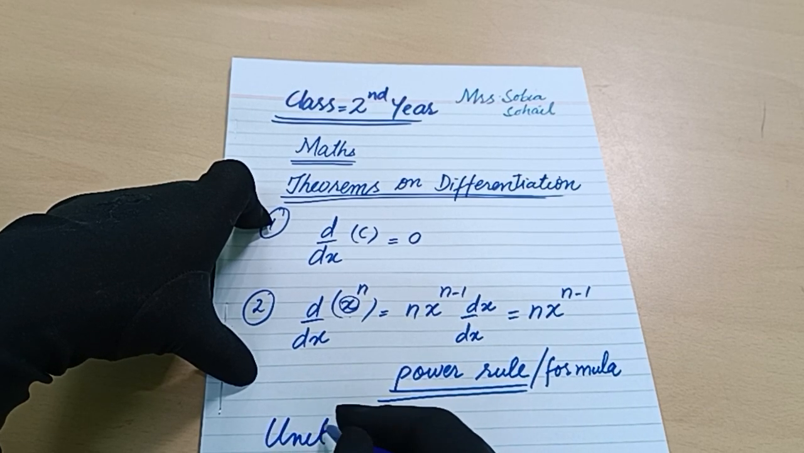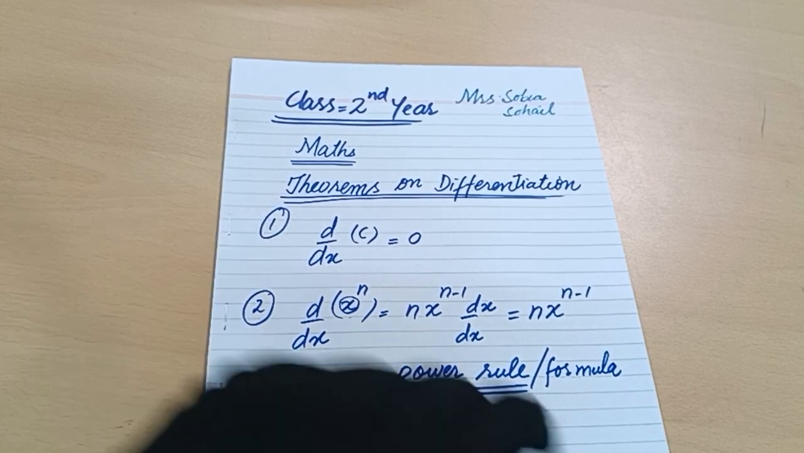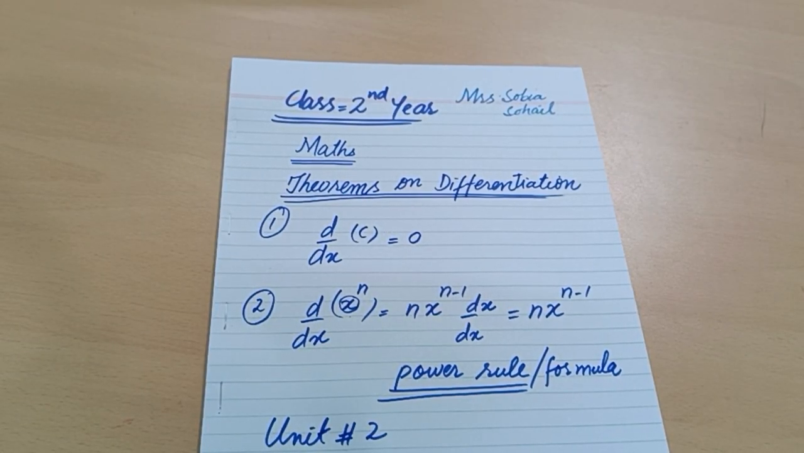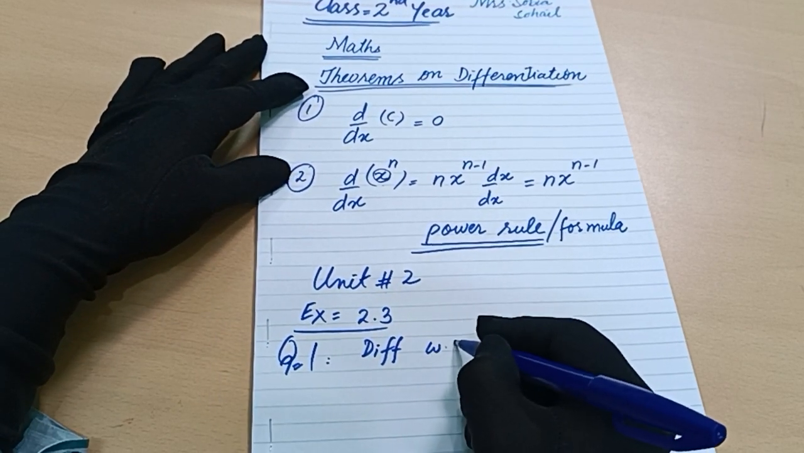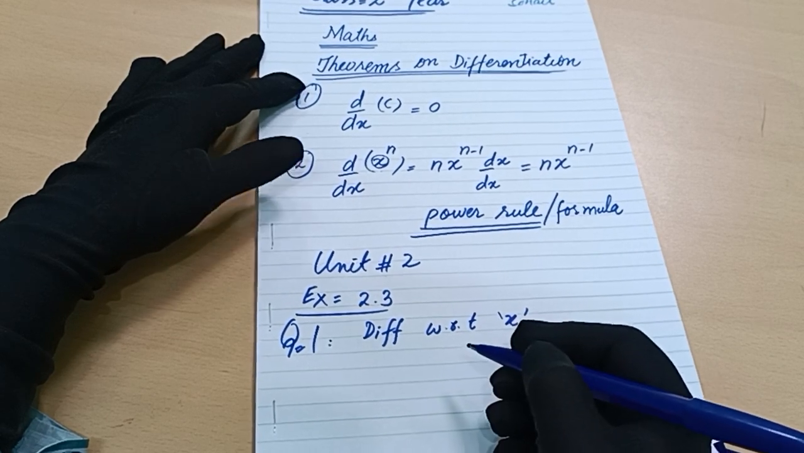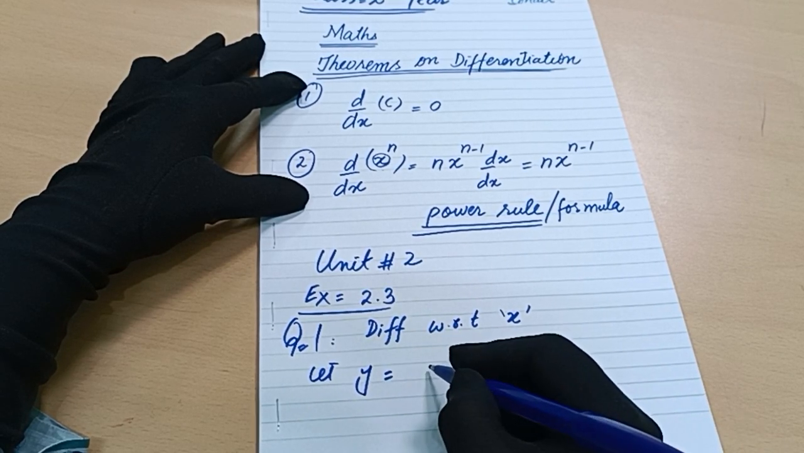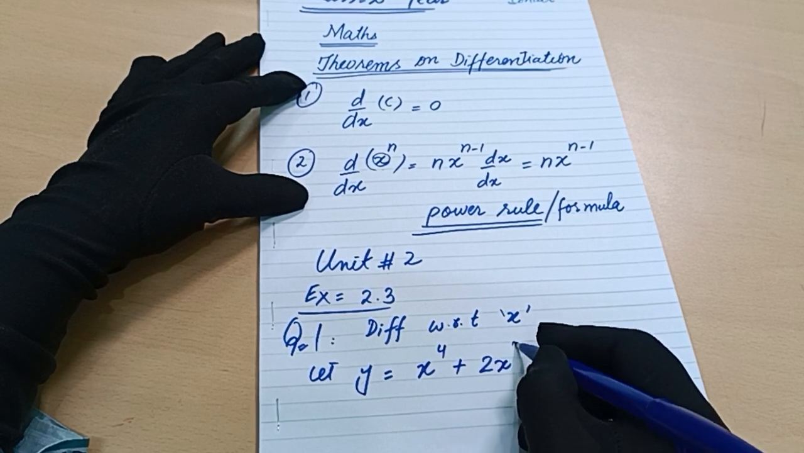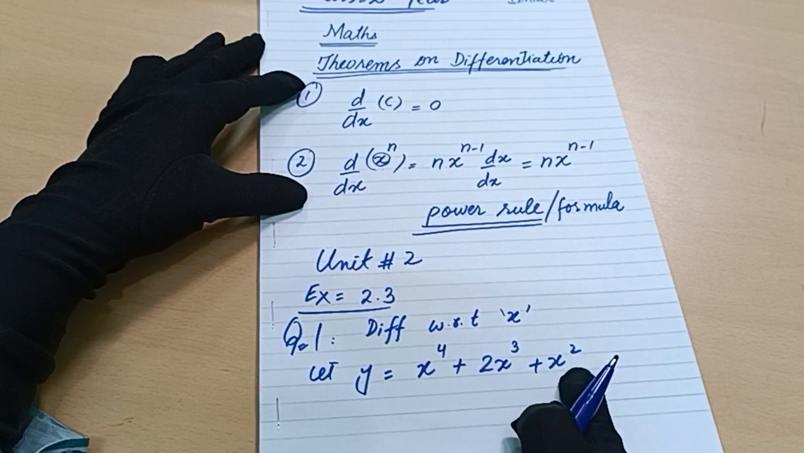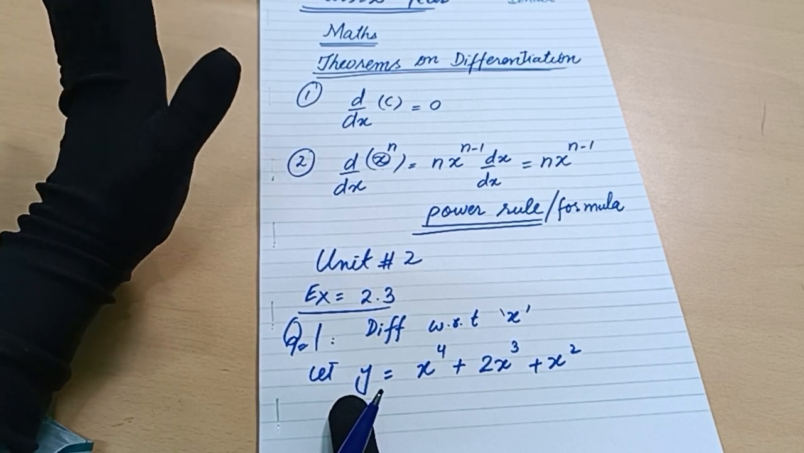It is from unit number 2, exercise 2.3, question number 1. Differentiate with respect to x. Let this function be equal to y, where y is dependent and x is independent. We just suppose that this is a function of x and we say that this is equal to y.